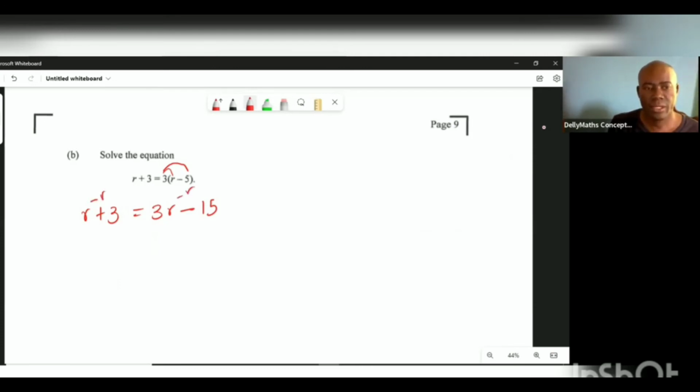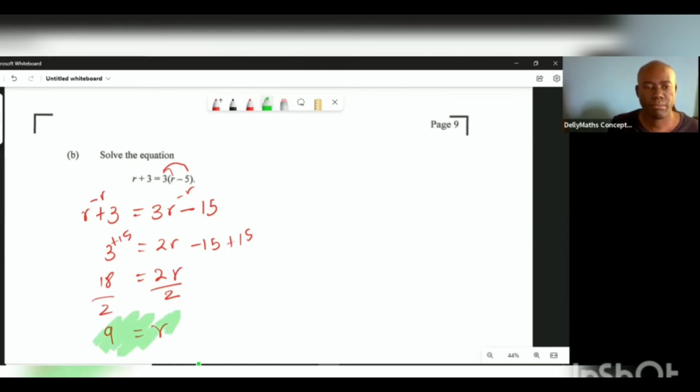And then, if I rewrite this, I have 3 is equal to 2r minus 15, and now I'll add 15 to both sides. As you could see, adding 15 to both sides, I'll have 18 is equal to 2r. So I'm gathering my r's on one side, gathering the constants on the other side. Then I'm going to divide by 2: 9 is equal to r. So there we go, 9 is equal to r. And that's the answer for that.